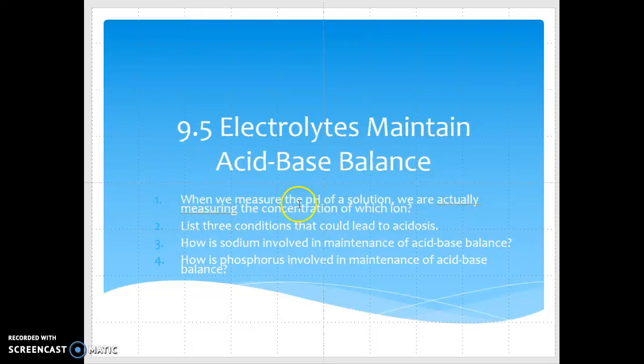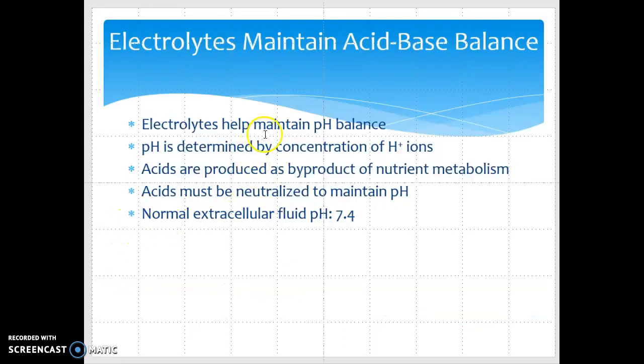The next section is talking about how the electrolytes help maintain acid and base balance. We can measure the pH of a solution. We know that our stomach has a very low pH, it's acidic. Certain conditions can lead to what's called acidosis, a lot of acid buildup. There's also some function of sodium in our acid and base balance, and phosphorus. So let's look at those. Here we see that electrolytes can maintain the pH balance because it's always the concentration of hydrogen ions that gives us either more acid or more base. The more hydrogen, the more acid it is.